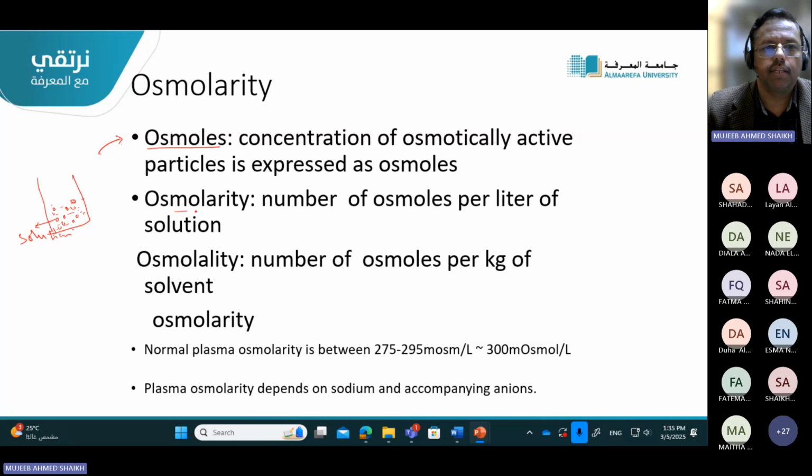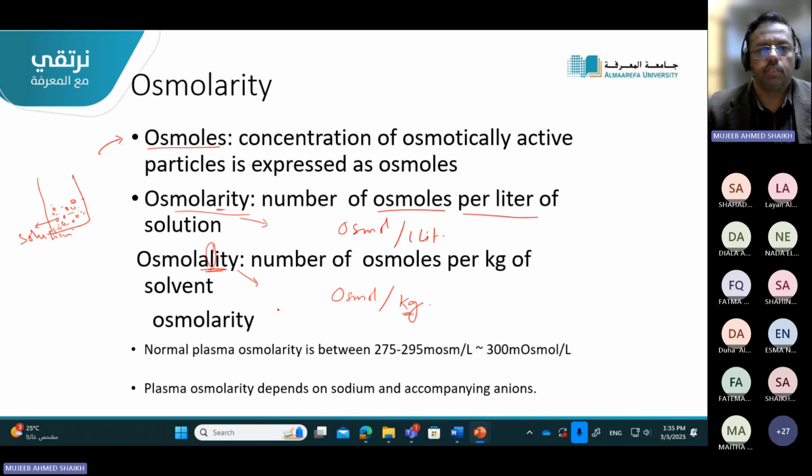The concentration of these particles is called osmolarity. Osmolarity is nothing but the number of osmoles in 1 liter of water or 1 liter of liquid. There is another similar term with a little difference. You can see R is there here, and L is there here: osmolarity and osmolality. The only difference is that instead of per liter, it is per kilogram. This is called osmolality.